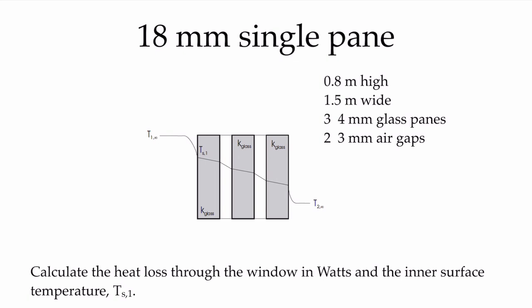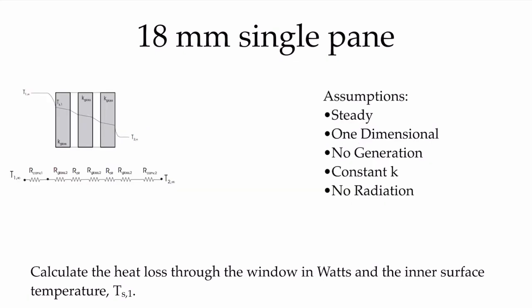Let's carry out the analysis for our triple pane window. Again, the same assumptions enable us to use this resistance network where now we have a 4 millimeter glass pane, the small air gap, a 4 millimeter glass pane, a small air gap, the 4 millimeter glass pane, and the convection resistance on the outside.